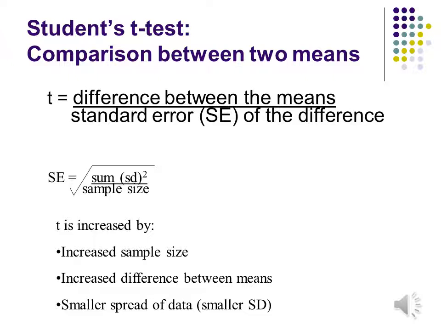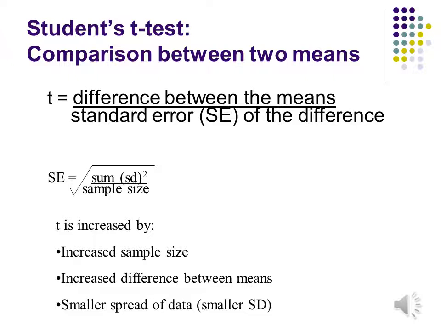Now, the t value is increased by sample size, and I think you can see by this formula that an increased sample size would decrease the size of the standard error by the denominator getting bigger in that standard error formula. So the standard error would get smaller, and therefore t would get bigger. So the t value would be increased by sample size.